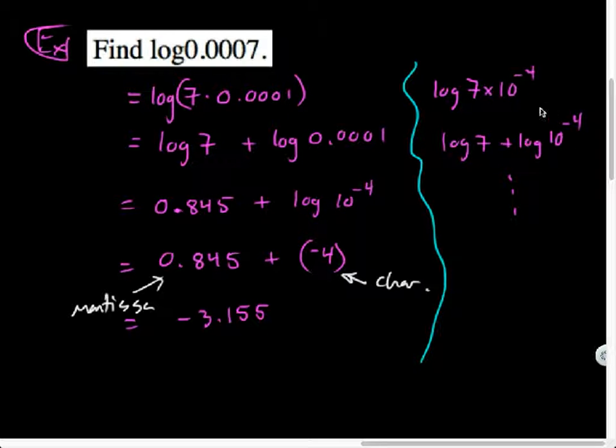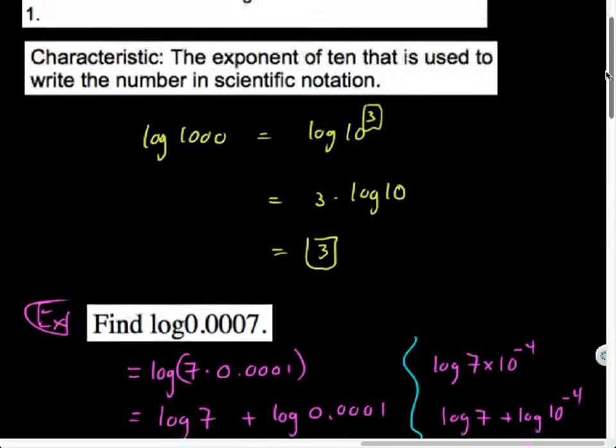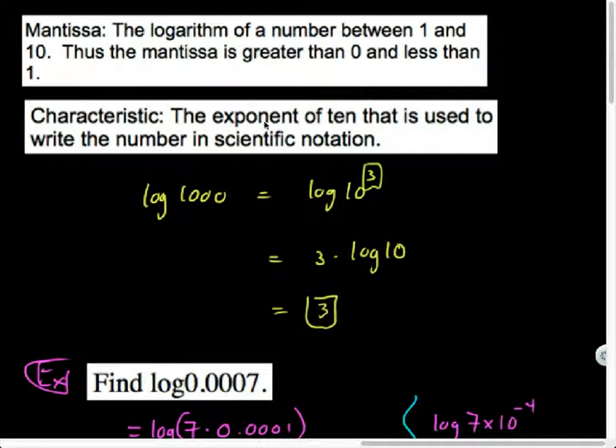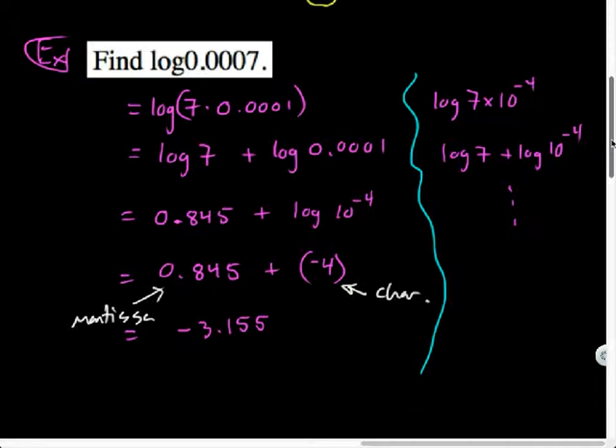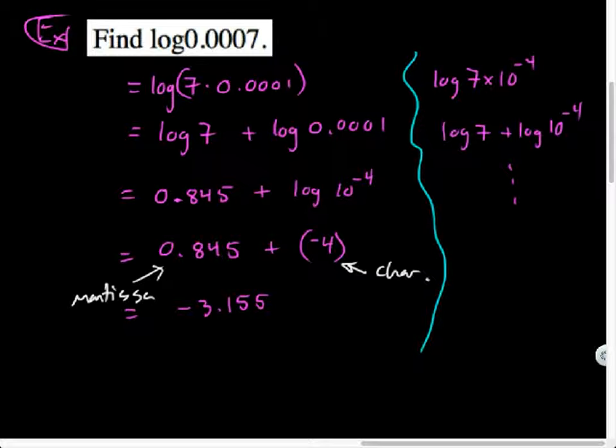But I think the scientific notation technique will work well every time. And then that also comes into the definition of characteristic. It's the exponent of 10 that is used to write the number in scientific notation. So the characteristic's a little bit more obvious that way. So let's talk about how I find logarithms when it's in a base that I don't know.